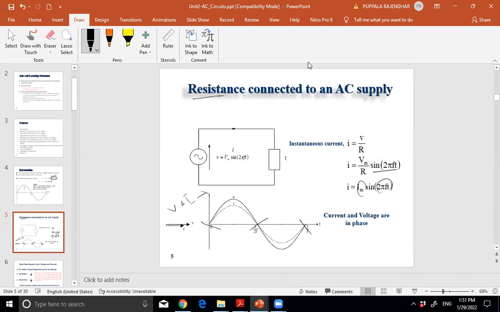In phase. We are talking about the phases, right? In phase, or leading, or lagging. Only these three terms we use here. So for a resistor, it is in phase.